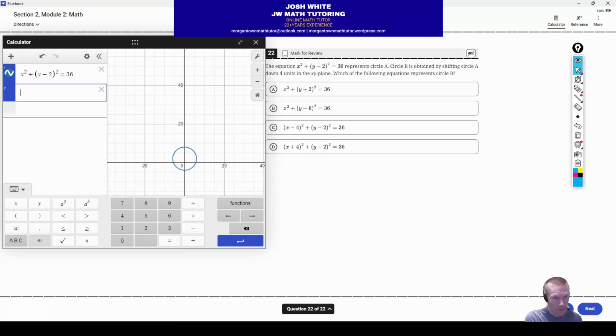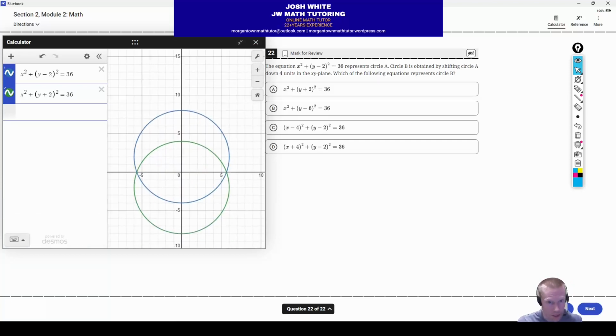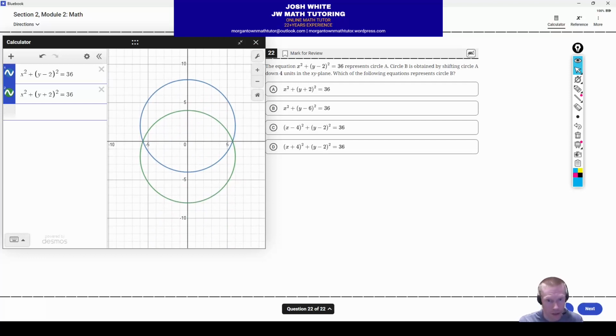So there's the original. Okay, there is the new circle. So let me just zoom in to get a better picture of it. All right, so let's see here. This first circle has a point of 0, 0.8 at the top here in the center. Okay, this new circle has a point of 0, 0.4. Is that shifted down 4 units? Sure looks like it. This one has 0, -4 to 0, -8. So A is going to be the correct answer.